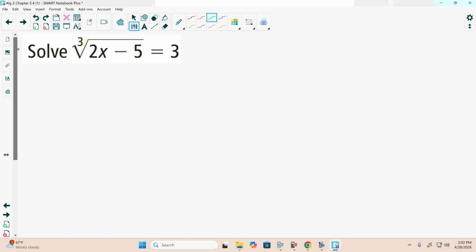Really, are these cubics any harder than what we've been doing? No, they're the same thing, but we're dealing with cubed roots instead of square roots. It really doesn't matter. We can have 4th roots, 5th roots, 6th roots. We can make the root as big as we want. The process does not change.